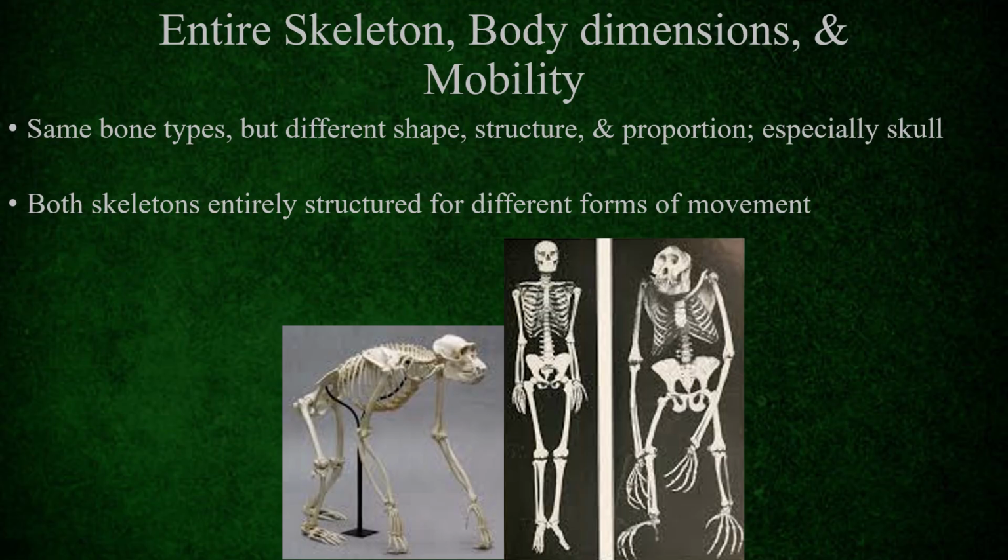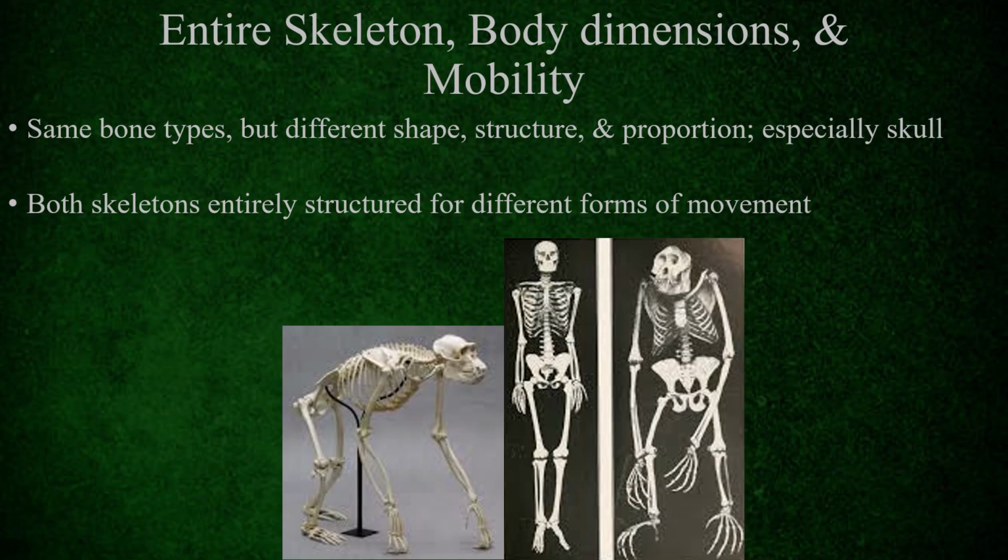So first we'll look at the entire skeleton, body dimensions, and mobility, and do so all together since they're fairly related. Though humans and apes have the same bone types, we both have a rib cage, we both have a femur, spine, and so on and so forth, they are of very different shapes, structures, and proportions, especially the skull.